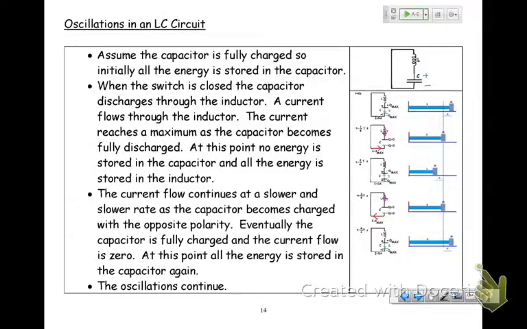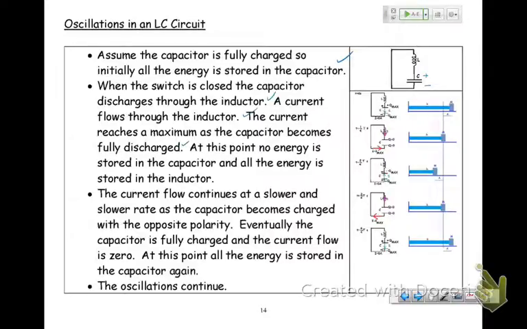Conceptually, assume the capacitor is fully charged, so initially all the energy is stored in the capacitor. When the switch is closed, the capacitor discharges through the inductor. Well, it discharges by moving charge, which is a current, and the rate of flow of charge will vary. So we already know there's going to be a back EMF. A current flows through the inductor. The current reaches a maximum value as the capacitor becomes fully discharged.